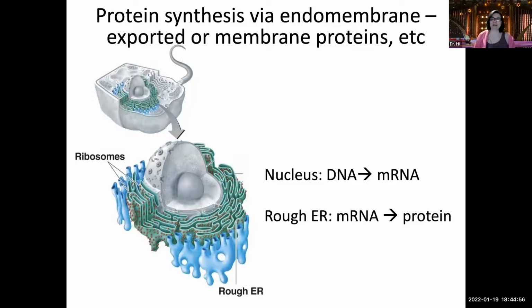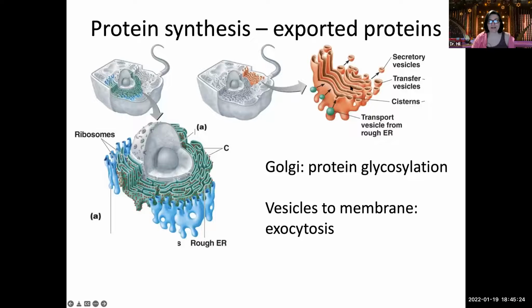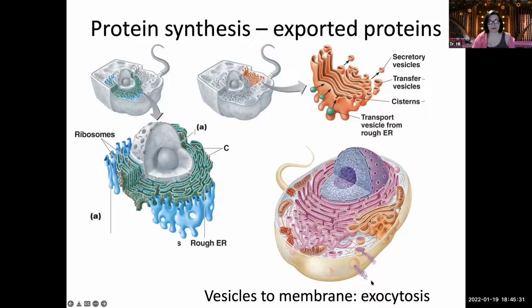Now, let's talk about the proteins that do go through the endomembrane system. For example, exported proteins or membrane proteins. So starting with, say, an antibody being made by a B cell, what has to happen? The instructions for that antibody are in the nucleus. They get made into mRNA that leaves through the nuclear pore. And it then gets made in the rough ER. And then it's packaged into a vesicle, sent to the Golgi, glycosylated, packaged into another vesicle, sent to the membrane, and it leaves by the process of exocytosis.